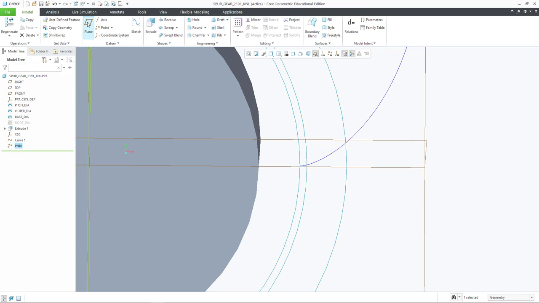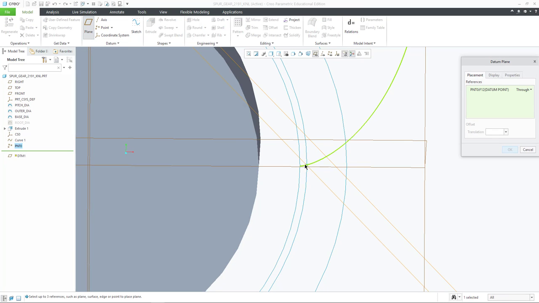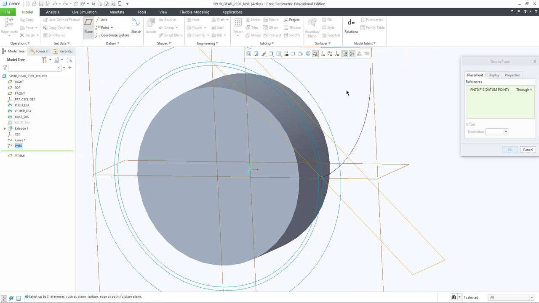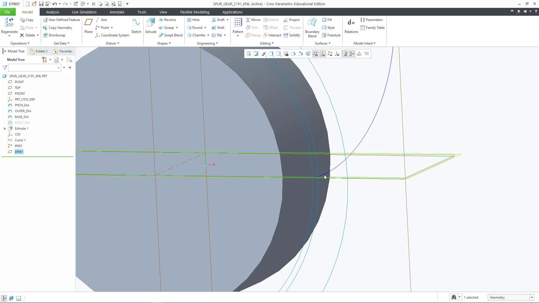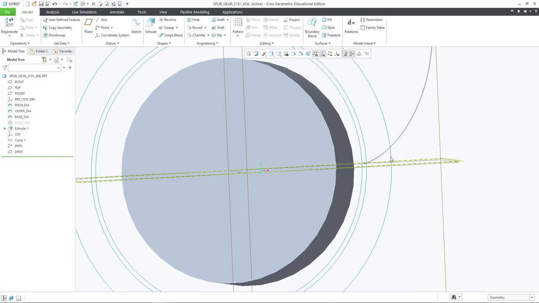Next, we're going to create a datum plane that goes through that point and also goes through the center axis of the root. So we've got a datum plane that's going from the pitch diameter of the curve through the axis. The trick here is the pitch diameter, where this point is located, is going to be where your teeth make contact.